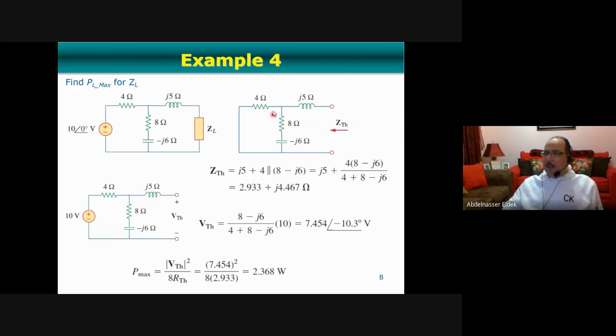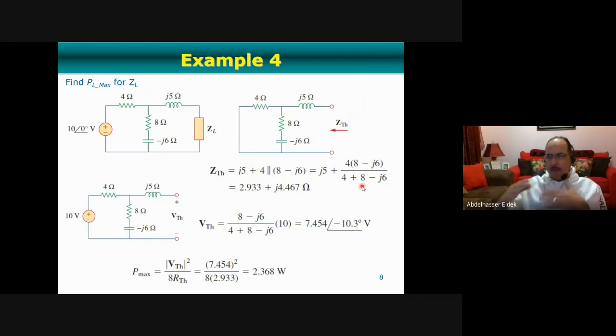Here is the circuit. So 4 and 8 minus j6 are parallel to each other. 4 ohm and this one here, 8 minus j6. They are parallel to each other, and then you add it to j5. Then Zth equals this j5 plus 4 parallel with 8 minus j6. So what you need to do is to multiply 4 and 8 minus j6 and divide by the summation. This is what I did here: 4 times 8 minus j6 over 4 plus 8 minus j6.